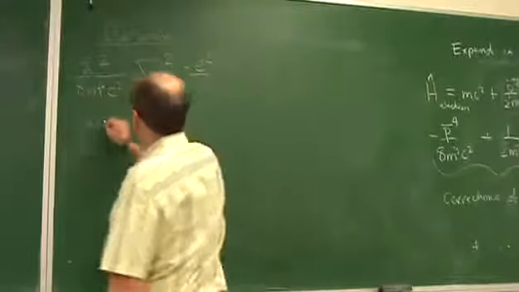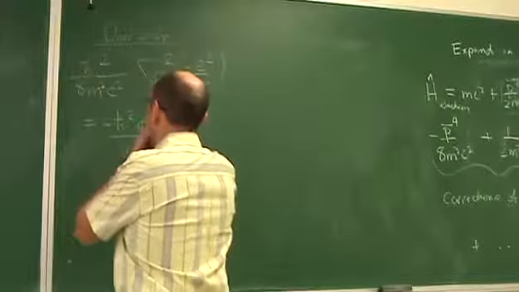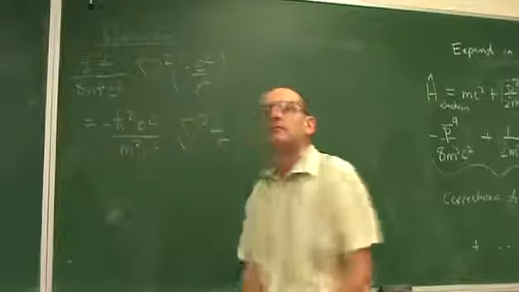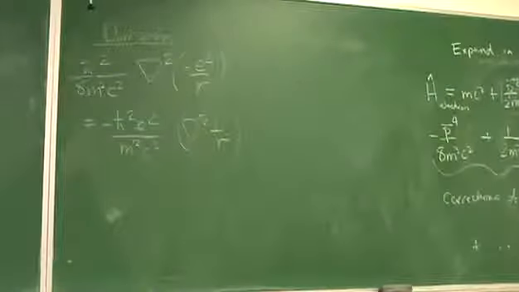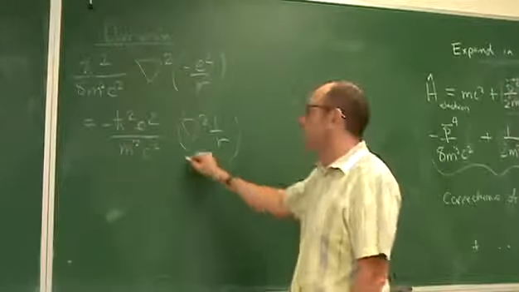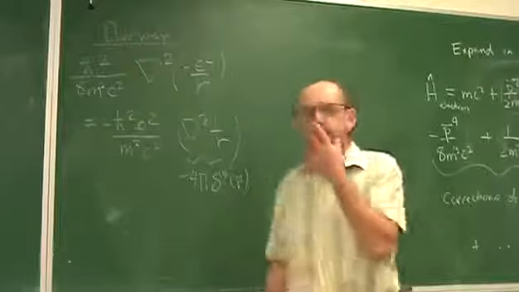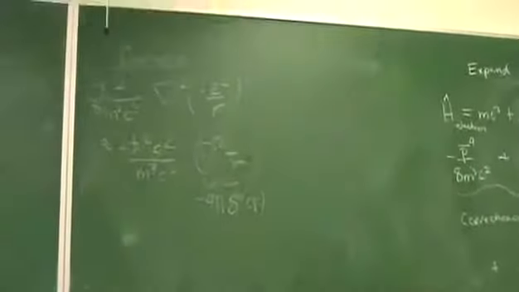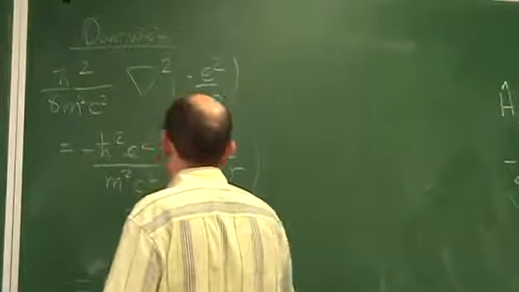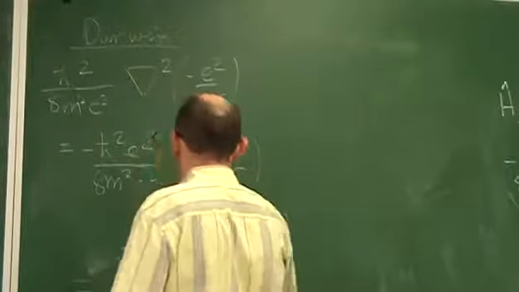And then this is equal to minus h bar squared e squared over m squared c squared, del squared of 1 over r, which you will remember is the Poisson equation for a point charge, which is minus 4 pi times the three-dimensional delta function. Okay, well, that's what it is. It's a point perturbation at the origin. There's a pi over 2 times constants.